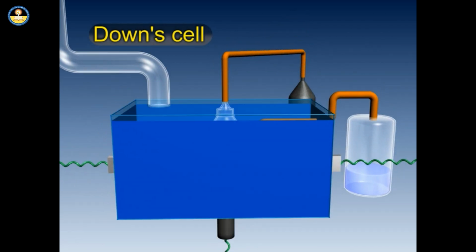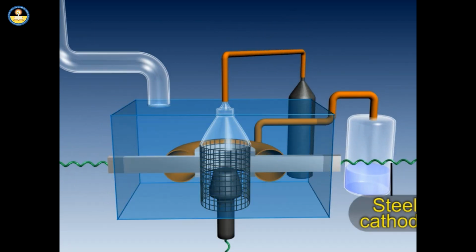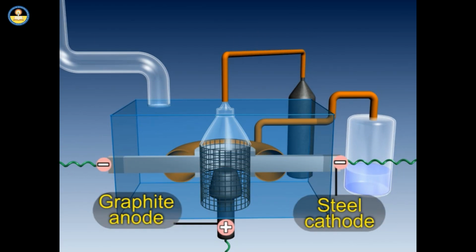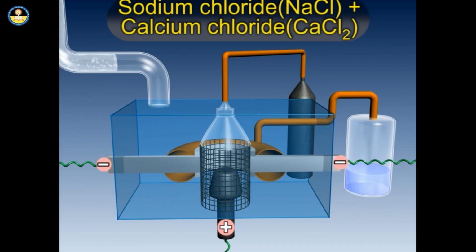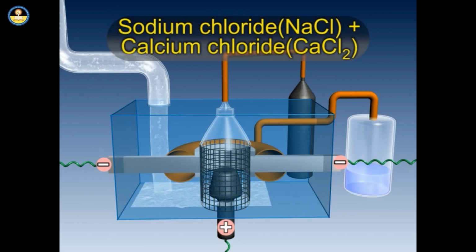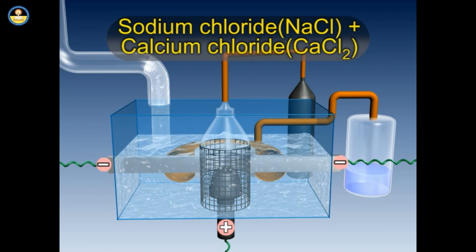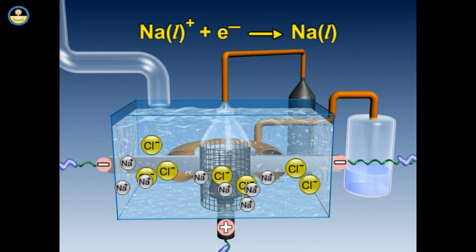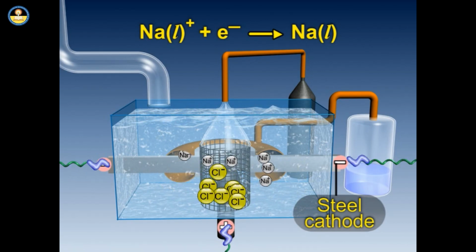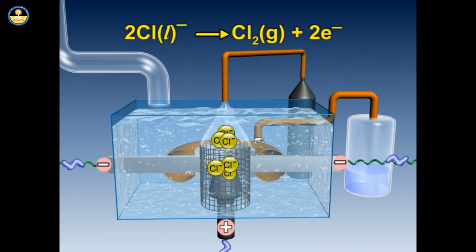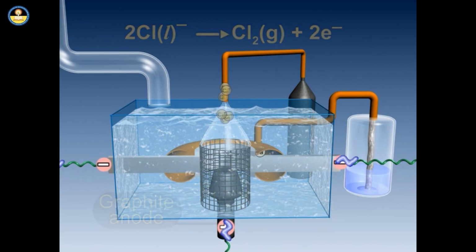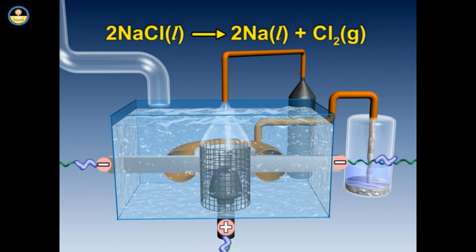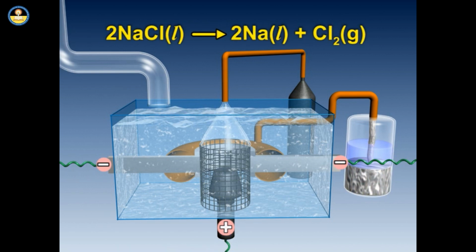Extraction of sodium in the Down cell is done by the electrolysis of fused sodium chloride. A mixture of molten sodium chloride and calcium chloride is placed into the cell and electrolysis is carried out. Sodium is deposited at the cathode and chlorine gas is discharged at the anode. Molten sodium is then collected in a vessel.